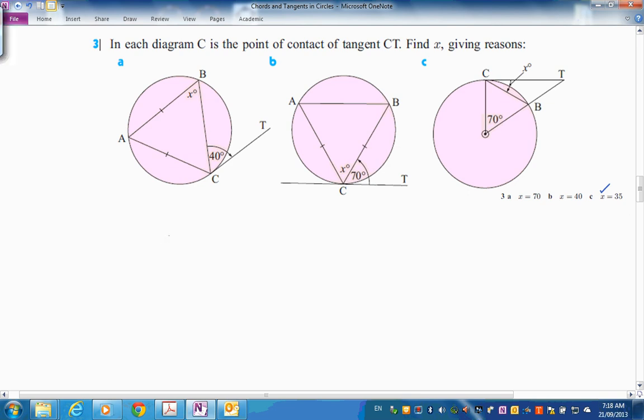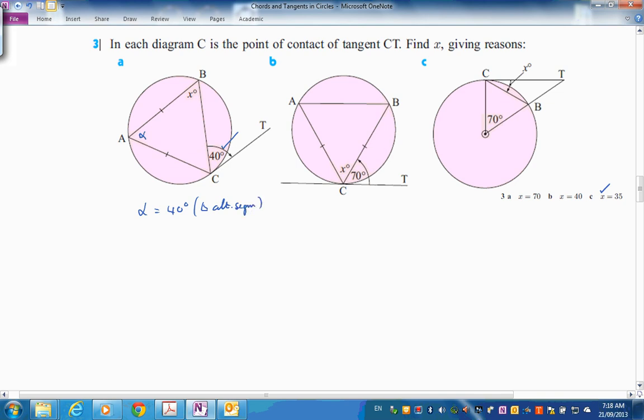Alright, here we go. Let's do part A over here. In part A, what's the first thing that you notice? Well, the thing that springs to mind for me is the 40 degrees. So I'm going to say this angle here, let's call it alpha. Alpha is 40 degrees, angle alt segment.